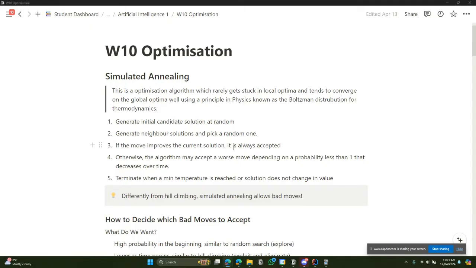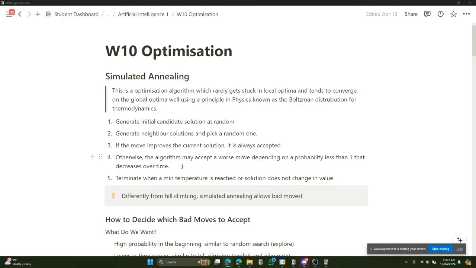For the rest of this example, I'm going to assume we're trying to maximize. If you're trying to minimize, it would be the same thing, but the other way around. So if we're trying to maximize, and one of the neighbors increases the objective function, then it's always accepted. That's non-negotiable. However, even if it doesn't increase the objective function, it might still be accepted.